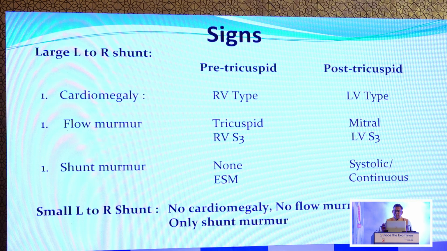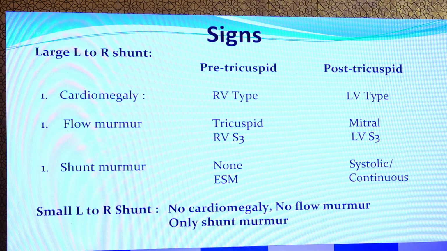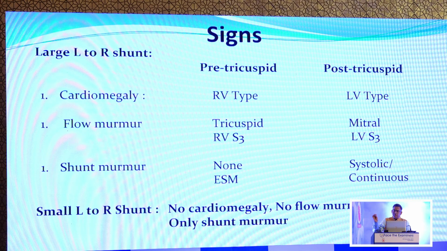Now, what are the signs? I'll be combining the signs together, and we are going quickly, about 5 more minutes. So in pre-tricuspid shunt, there will be 3 features of a large left to right shunt. One is cardiomegaly, second is flow murmur, and third is shunt murmur, RV type or LV type.